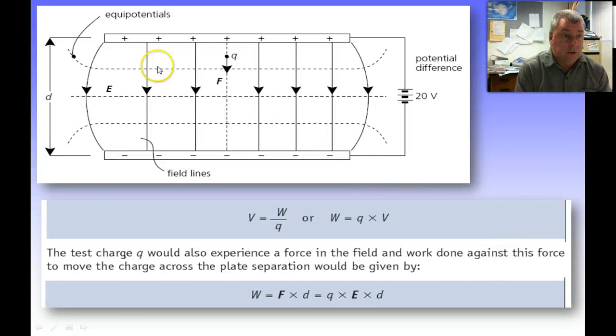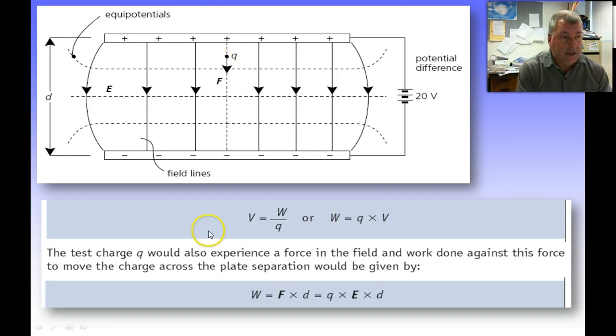In this case we've got two plates and we've got our uniform electric field going from the positive plate to the negative plate. That's how we define it, and we've got V equals the work done divided by Q. We can rearrange it into work equals QV. So if we know the voltage across here, which is in this case 20 volts, and we know the charge, for example an electron, we can work out how much work is being done moving it from here to here.